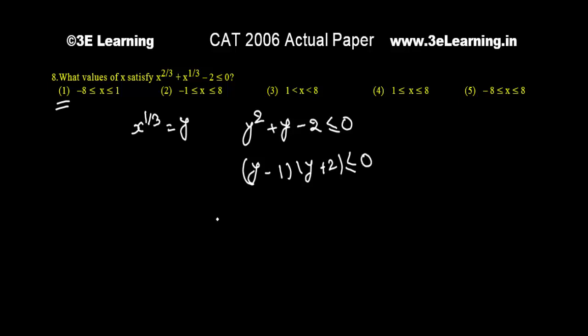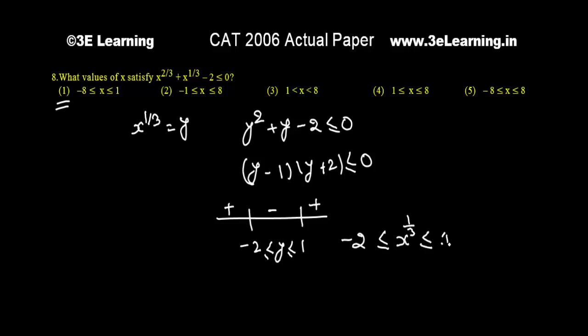So if we plot this on the number line, one point is minus 2, another is 1, and by the wavy-curve method, the extremes should be plus, then minus, then plus, for our y. And do we have equality? Yes, we have equality, so these become included values. So we can say y lies between minus 2 and 1, and y's value is x to the power 1 by 3. Cubing all three, this becomes minus 8, this becomes x, this becomes 1, with equality, and this is our answer. So option 1 is our answer.